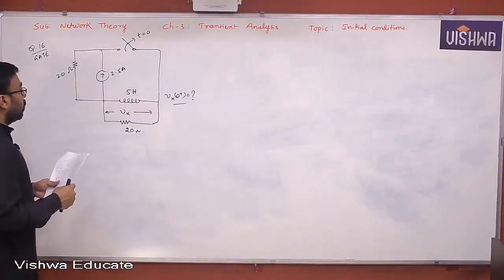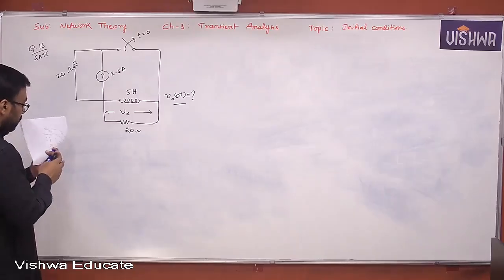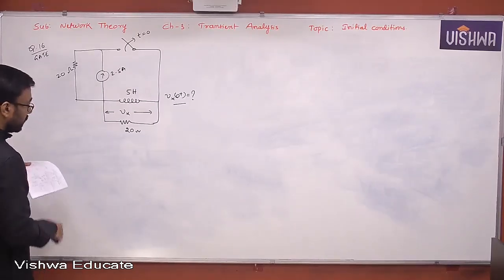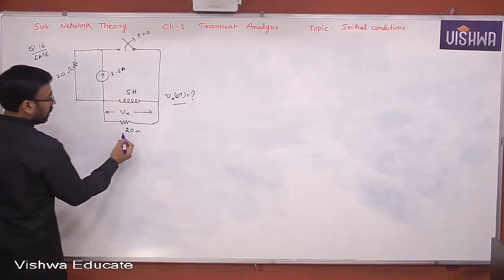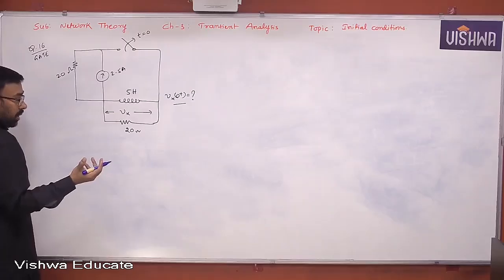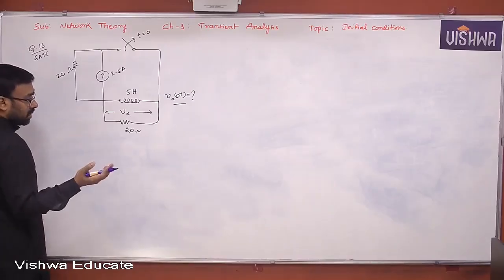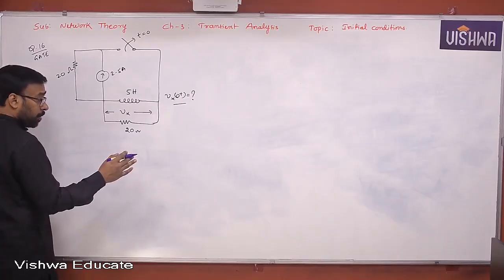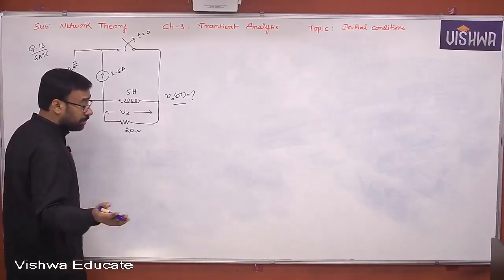I think you have gone through this question number 16. Let us look at the solution of it. What is asking actually here? Vx of 0 plus. Voltage across resistor or voltage across inductor. Same procedure, right? Voltage across inductor or voltage across resistor, other than voltage across capacitor at t equal to 0 plus. If it is asked, then you have to go for what? Step 2 only.